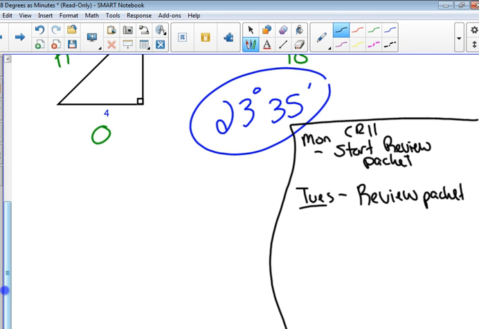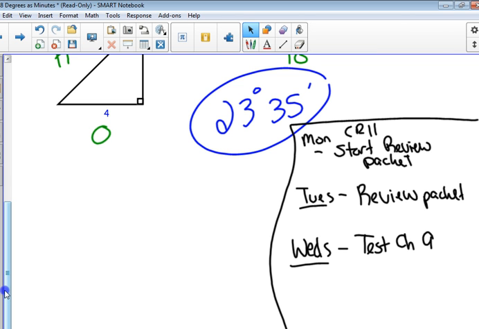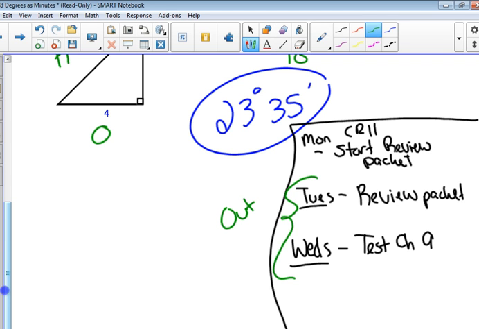And then Wednesday is going to be your test on chapter 9. So if you guys don't have all of your stuff memorized yet, you really, really need to. Now, Tuesday and Wednesday, I'm not going to be here because we all have to go to a math conference, our whole math department. So, sorry. I'm going to be out.